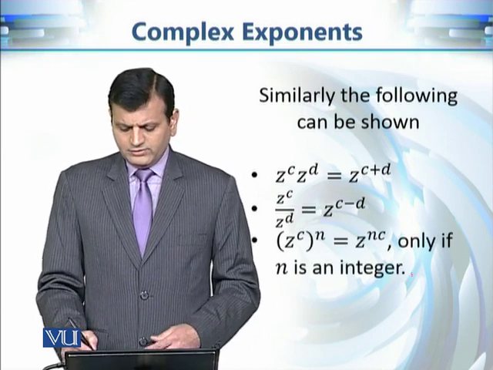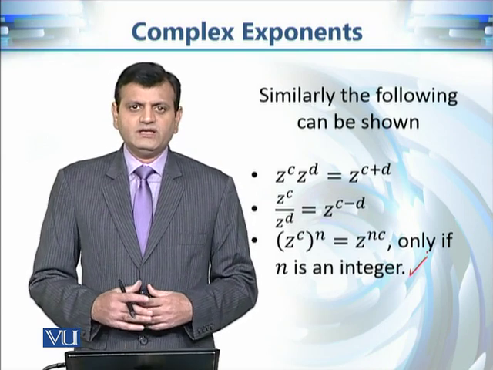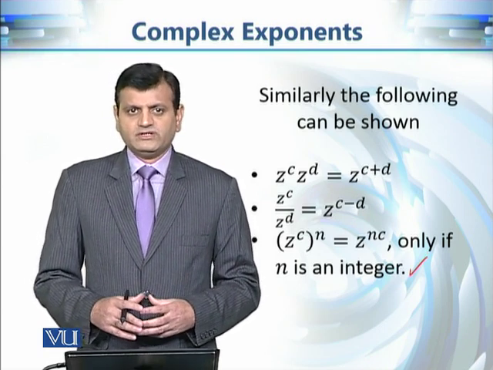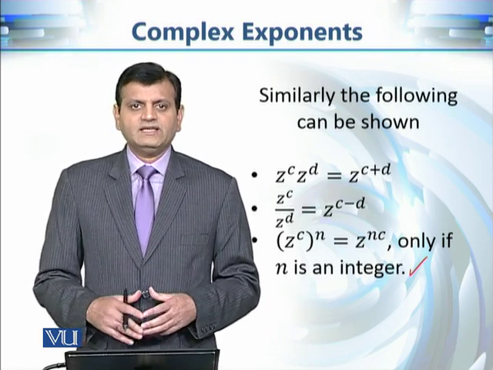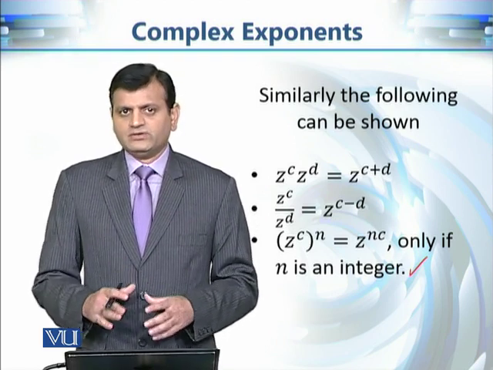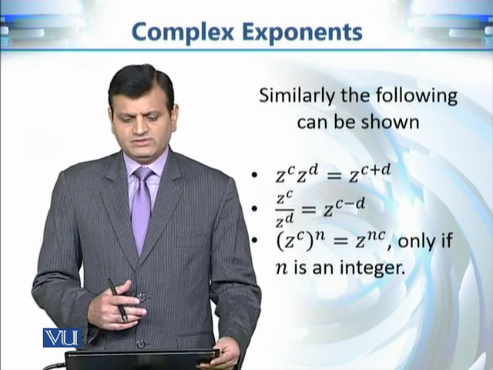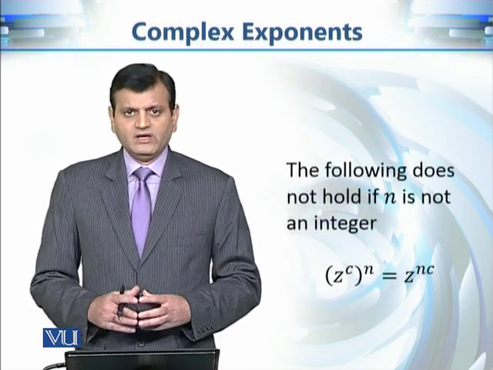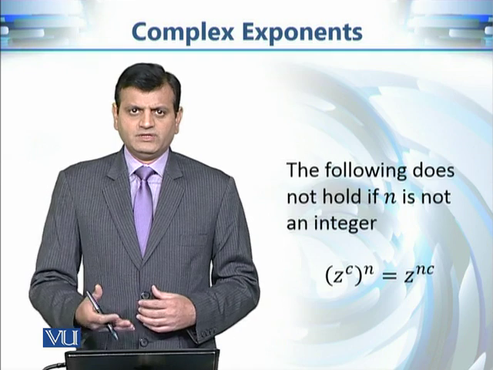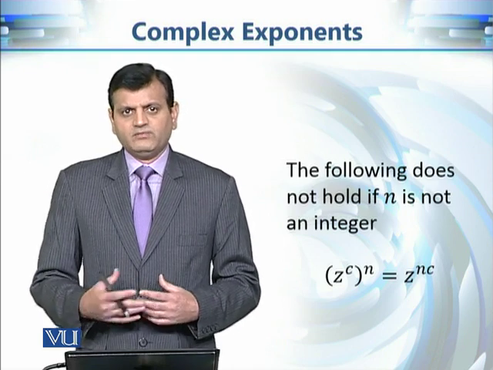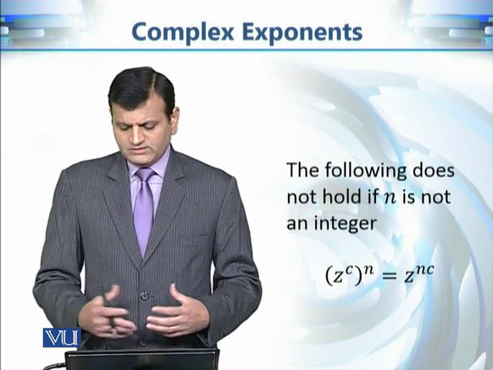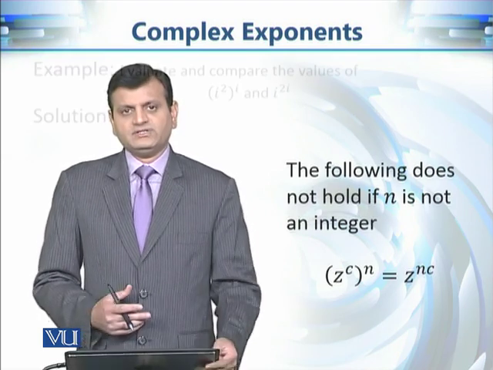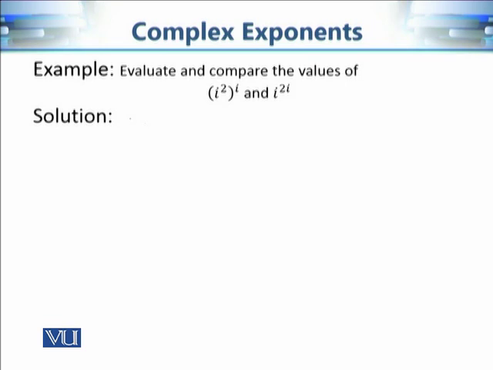Now moving on to the next property: z raised to power c, raised to power n, is equal to z raised to power nc, or not? This holds only if n is an integer, and it does not hold if n is not an integer. In a short while we will see an example of why this does not hold in general. So the following case does not hold if n is not an integer. Now let's have a look at this example.